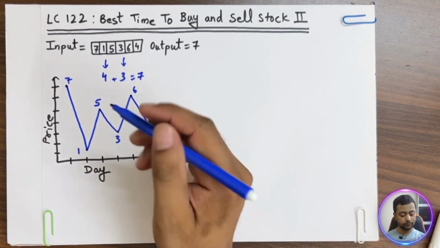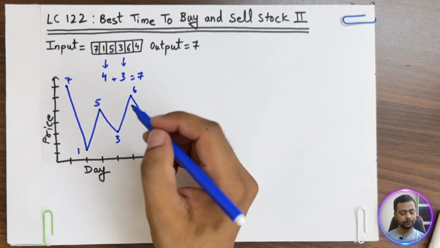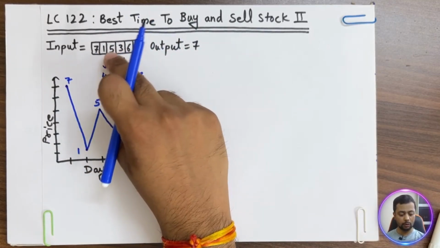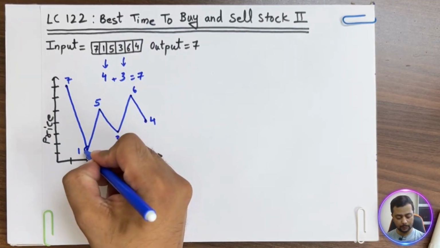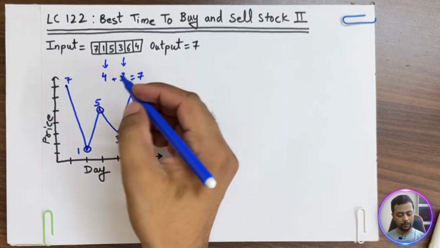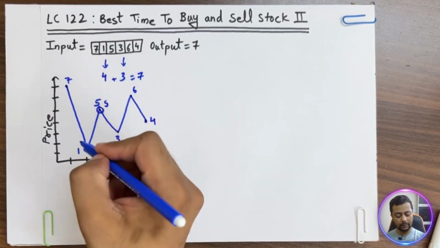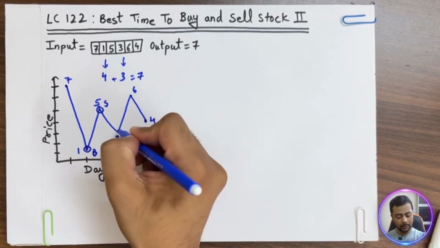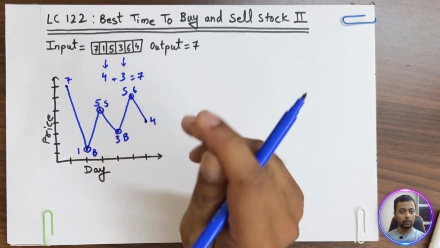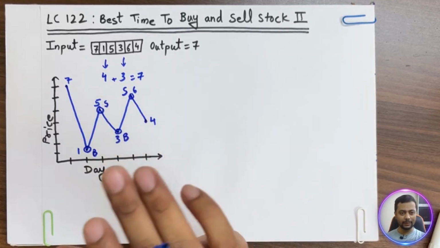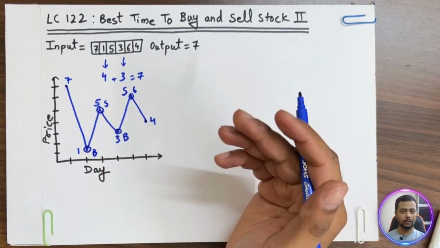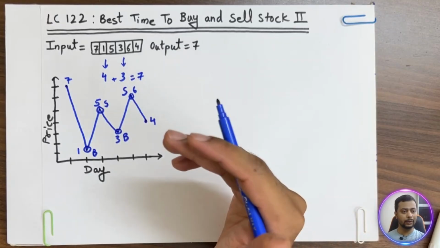So let me pick a local minima, for example, this one. I'm just picking what we did in example 1, 5. We bought on this particular day and then we sold on this particular day. I will mark this with S and B: S means selling, B means buying. Then I am buying here and then I am selling here. So if you notice closely, whenever there is a local minima, you have to purchase the stock, and whenever there is a local maxima, you need to sell that stock.